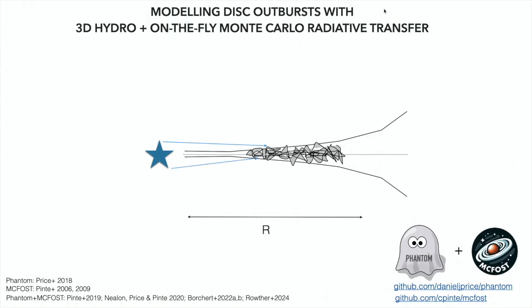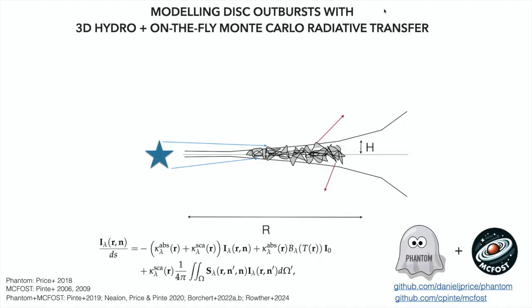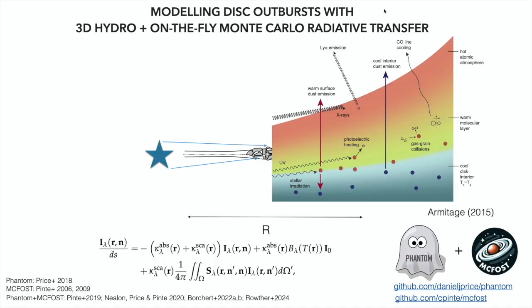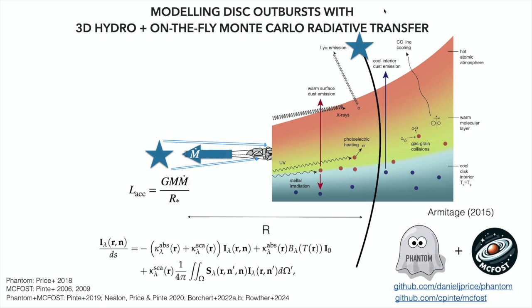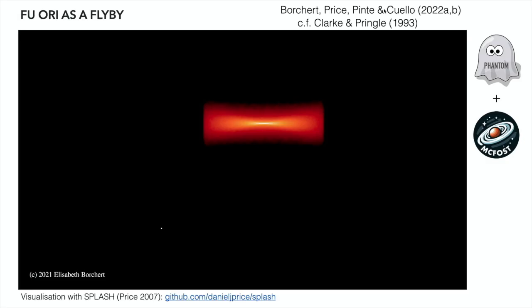We wanted to treat the heating and cooling self-consistently, so run this on the fly, Monte Carlo radiative transfer. It sounds clever. Bang a star through it, see if that increased the accretion rate, increase the M dot, and therefore give us a rise in accretion luminosity, and maybe this would feed back. But actually, this is what happened.